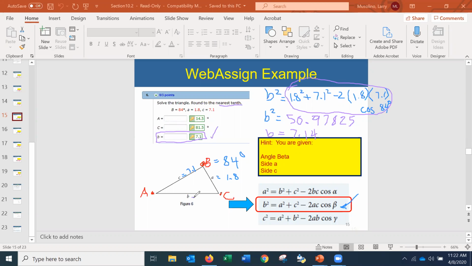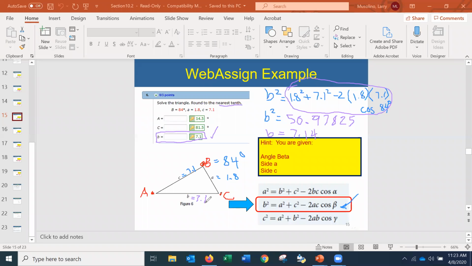All right, so now we know the lengths of all 3 sides. Now I still have to find angle A, angle C. Well, I know once I find one of the angles, the third angle will be easy, because then for the third angle, I could use the fact that all 3 angles have to add up to 180 degrees.